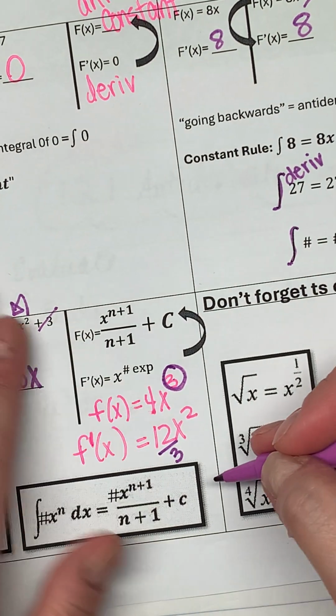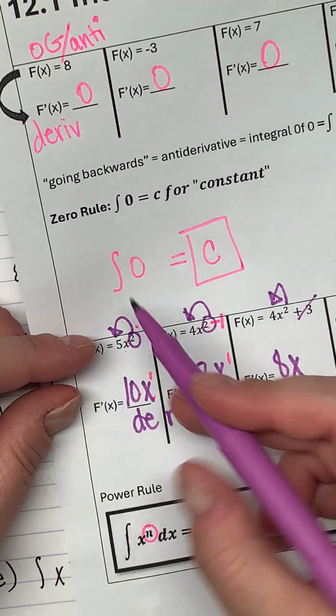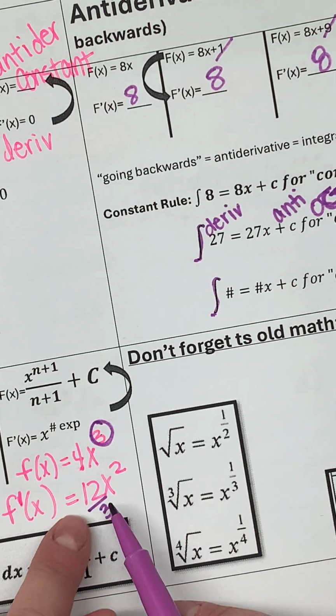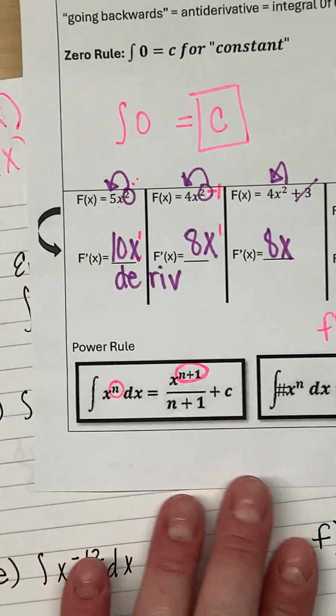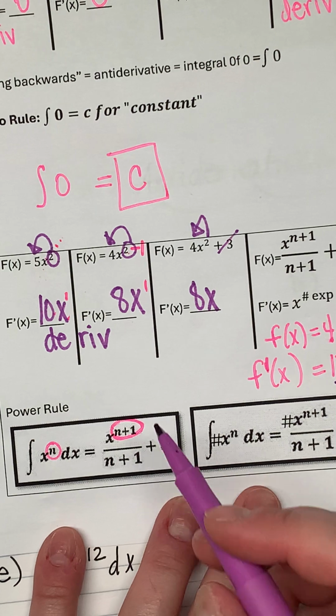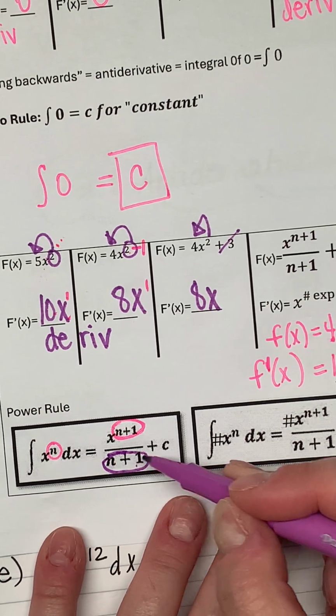So, we don't just divide by 2 when we go backwards. That only happened because my exponent was a 2. If my exponent was supposed to be a 3 in my answer, then I'm supposed to divide by 3. So that's where the bottom part of this power rule comes from. It says that you're supposed to divide by whatever your future exponent is.